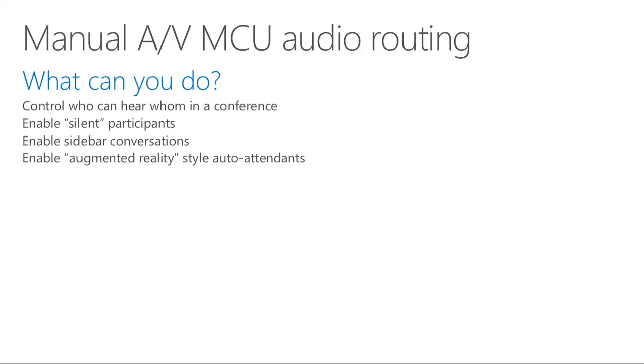There are a number of different cases where it's useful. You can allow for silent participants in a conference, someone who can hear everybody else but can't be heard. You can allow for sidebar conversations. So if you have a meeting going on with 10 people, I could have a separate conversation within the same meeting with Ganesh without anyone else hearing us. And then finally, you can enable sort of augmented reality style attendant experiences where people in the conference can hear announcements or hear an auto attendant or text-to-speech voice without the other participants hearing them.